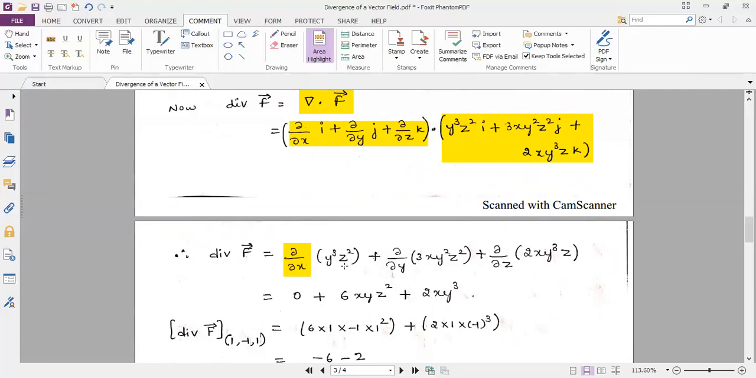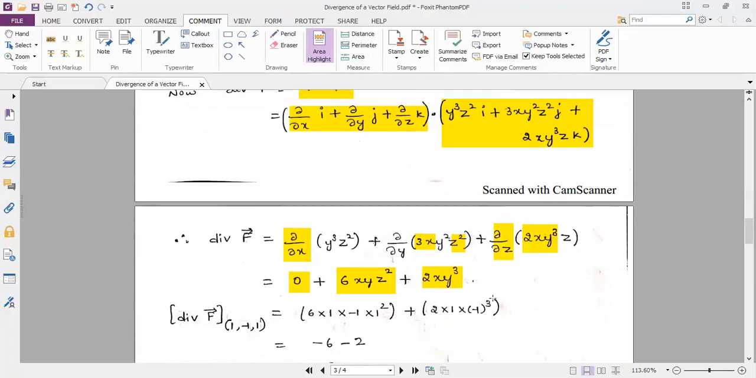Y cube into z square is a constant when we are differentiating with respect to x. So differentiation of a constant is 0, plus with respect to y, 3x z square is a constant. So differentiation of y square is 2y. Multiplying, we get 6xyz square. Lastly, with respect to z, 2xy cube is a constant. Writing down as it is, differentiation of z partially with respect to z is 1. So we get 2xy cube. This is divergence of vector f in terms of x, y, z.